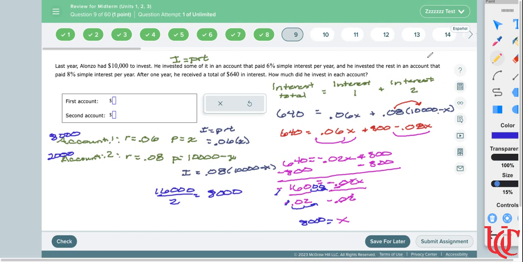Putting that into our answers. Ideally, you would have wanted to put more into the higher interest, but maybe there was a limit. All right.